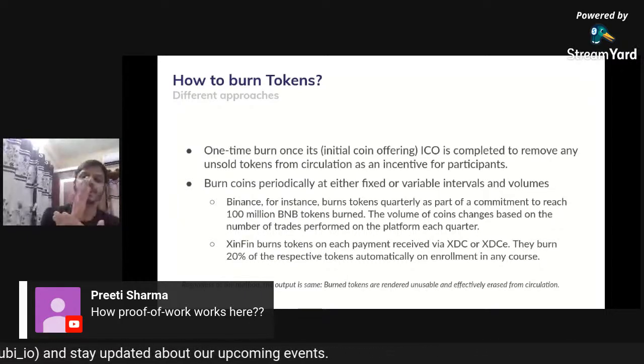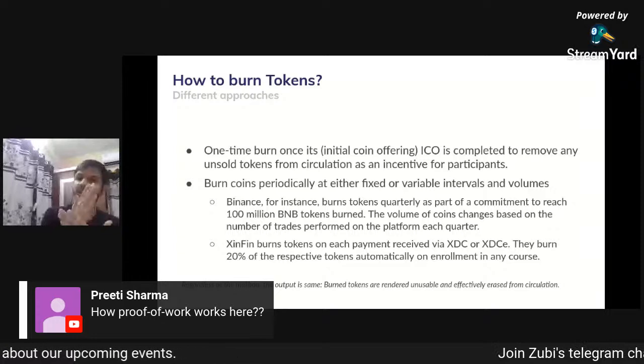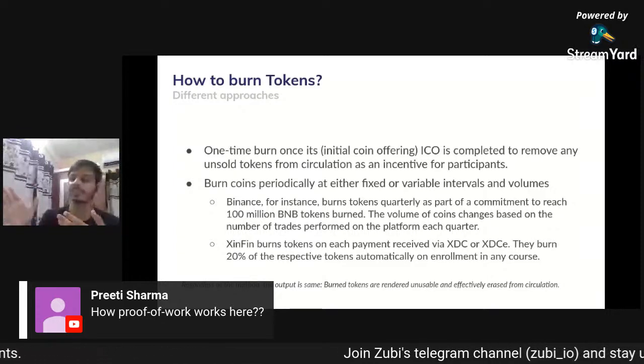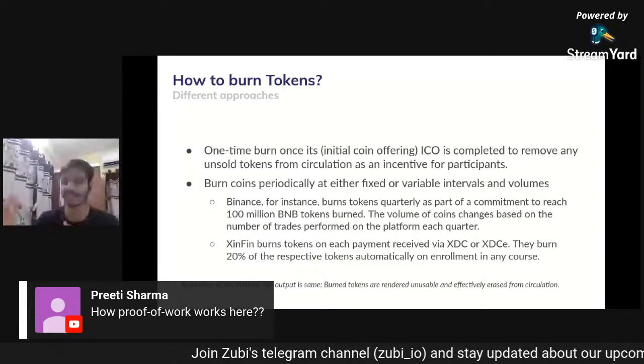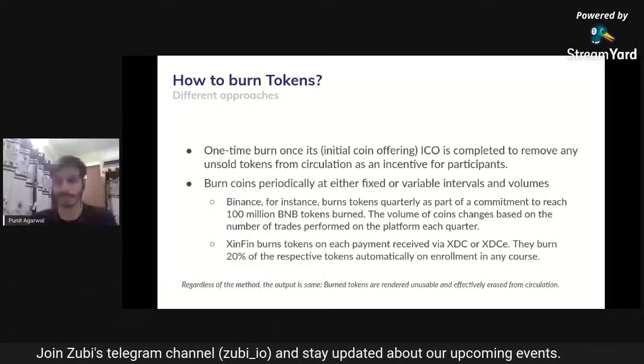It's a transaction wherein you are moving certain funds from one wallet to another wallet. The difference is the second wallet, or the receiving wallet, is irretrievable.